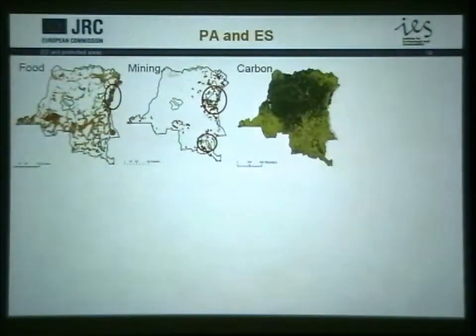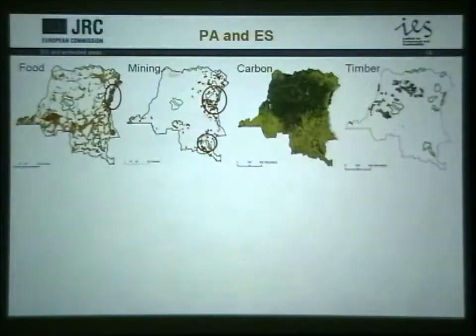Difference between the protected areas and how much they contribute to an ecosystem service. Here, looking at the carbon map, there's only the one up there in the middle that provides a lot of this service. But if you go and look down south, in the savanna, that specific ecosystem service is not that important. Timber, this was nice to see, that indeed the concessions are nicely located outside the protected areas, meaning that the two ministries are actually talking to each other.